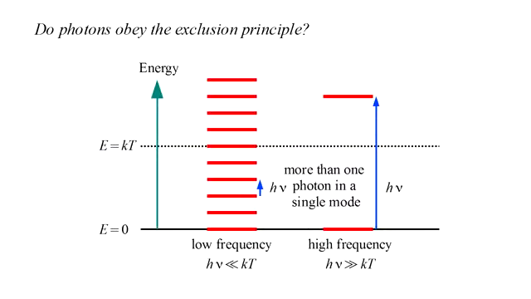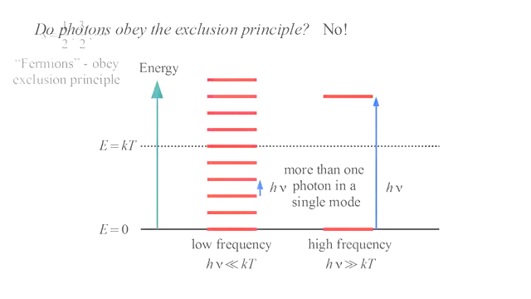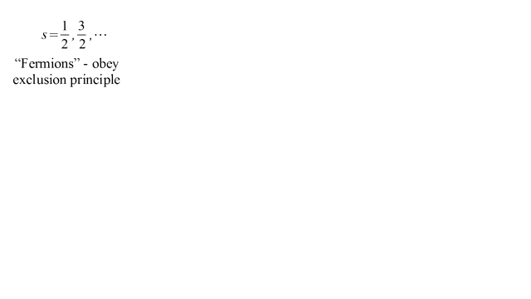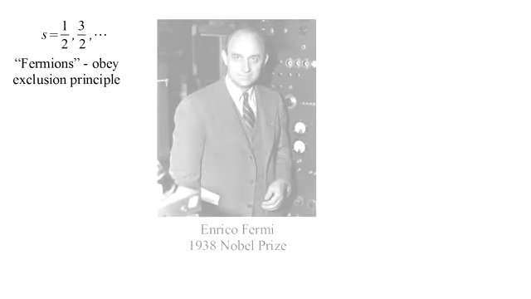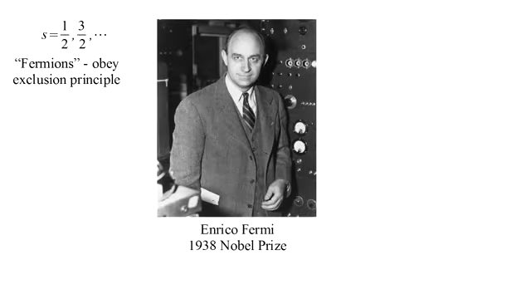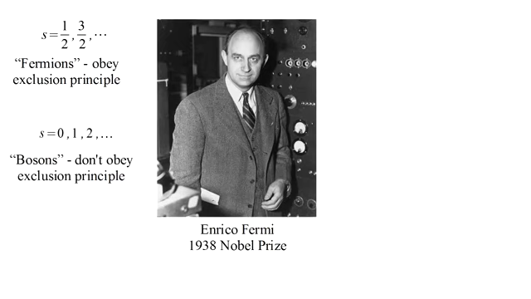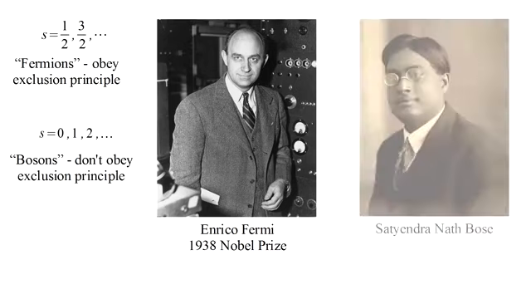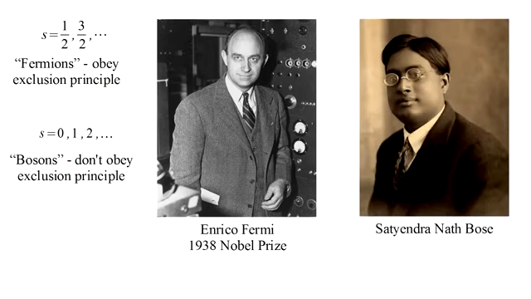In fact, electrons and photons are members of the two families to which all known particles belong. Particles with half-integer spin, such as the electron with spin 1/2, are fermions, named after Enrico Fermi, and obey the exclusion principle. Particles with integer spin, such as the photon with spin 1, are bosons, named after Satyendra Nath Bose, and do not obey the exclusion principle.